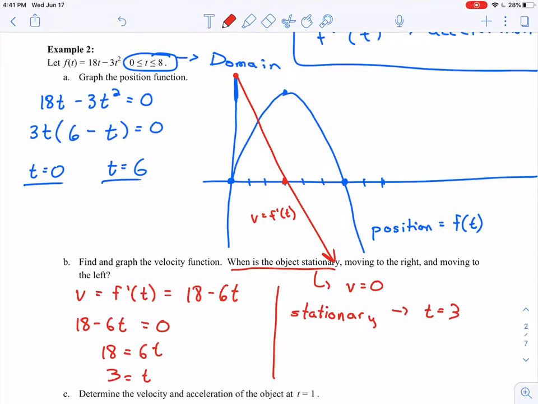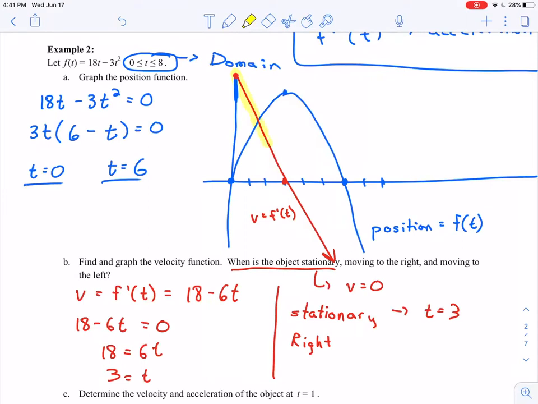Now we've got to talk about when it is moving to the right and when it is moving to the left. When it's moving to the right, what I'm really thinking about here is that my velocity is positive. In other words, my velocity should be greater than 0. So I want to look at the velocity graph that I've drawn here and figure out where my velocity is greater than 0. Where is my velocity positive?